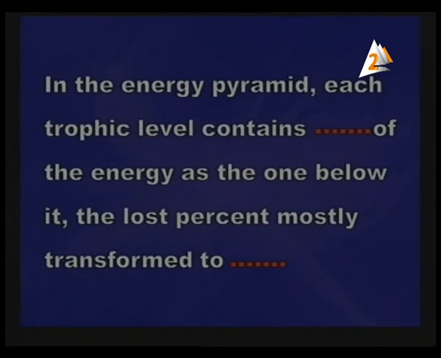As you see, my dear students, this is the energy pyramid. It depends on the loss in the amount of food changing from one trophic level to another, and only 10% of this food will be valuable for the next trophic level, and the loss will be the changed energy. The energy pyramid in each trophic level contains 10% of the energy as one fluid. The lost percent is mostly transferred to heat.